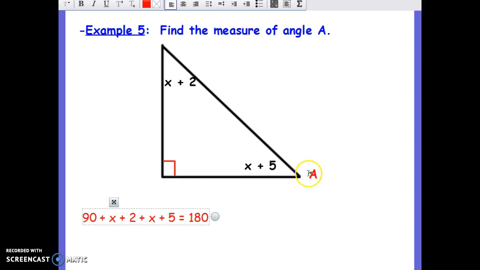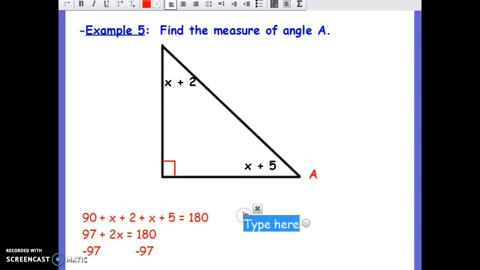And we're trying to solve for angle A over here. So we're going to combine our like terms. 90 plus 2 plus 5 gives me 97. And x plus x will give me plus 2x equals 180 degrees. Again, this is a positive 97, so we're going to subtract 97 from both sides. And I'll come over here. We see that 180 minus 97 gives us 83.